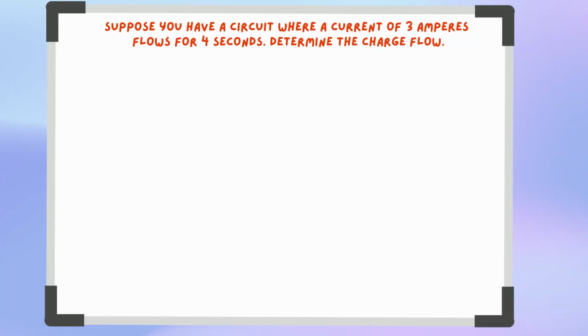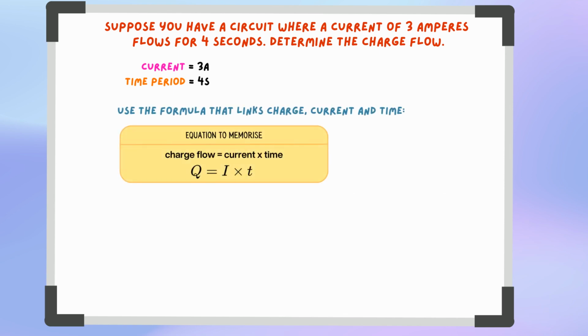Now we will look at a question on determining the charge flow given the current and time. Imagine you have a circuit where a current of 3 amperes flows for 4 seconds. First, we must identify the formula that links charge flow with current and time. This is Q is equal to I times T.